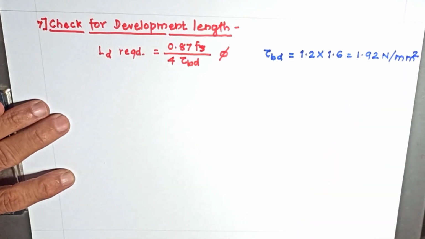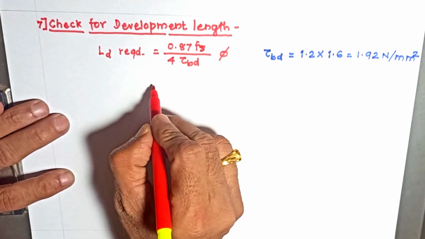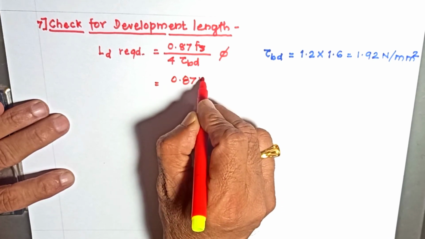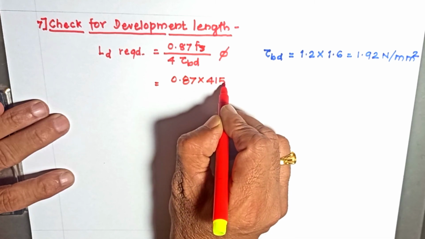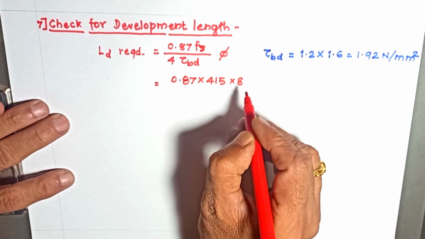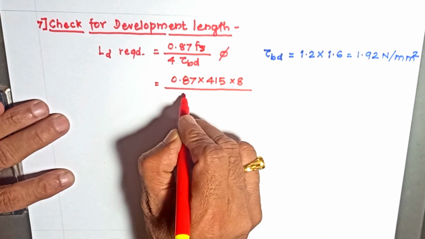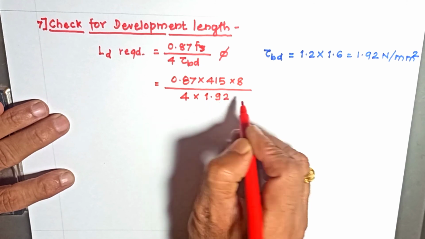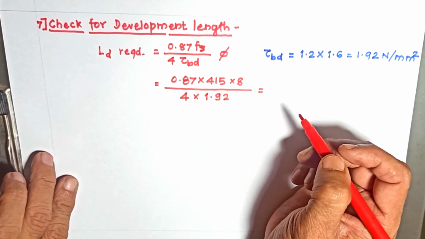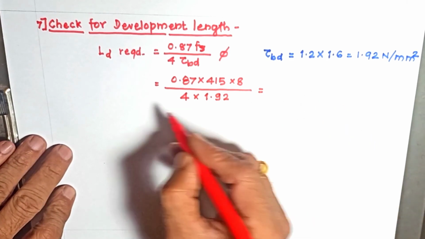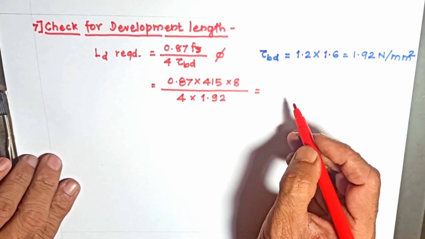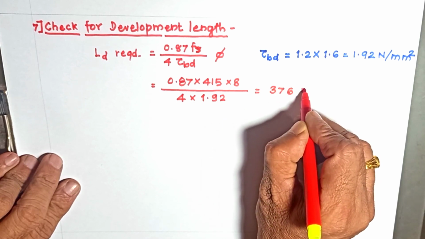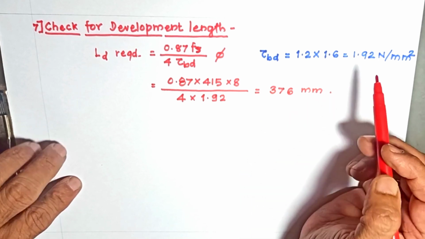Okay. Now let us calculate this LD required. 0.87 Fy, where Fy means 415, Phi means main bars are of 8 mm diameter, divided by 4 times tau BD we have calculated, it is 1.92, and you will come to know that this LD required, development length required, comes out to be 376 mm. This is development length required.